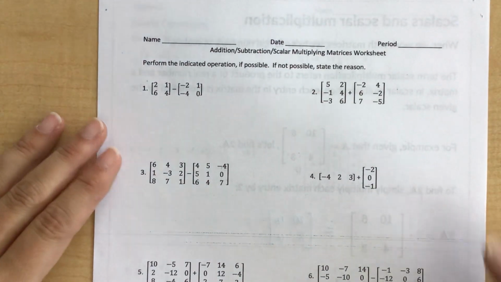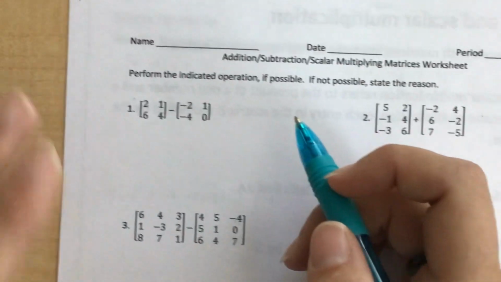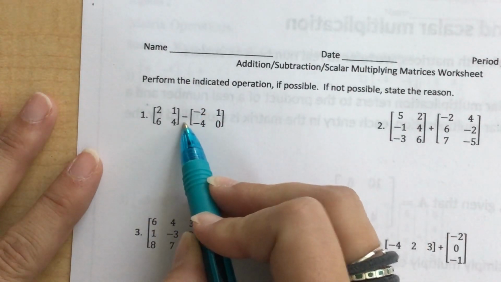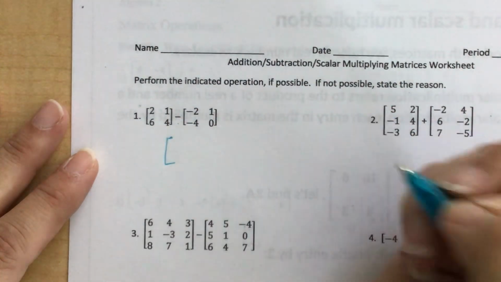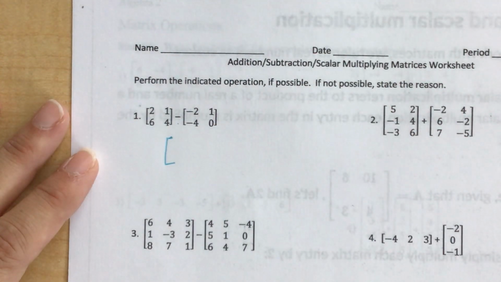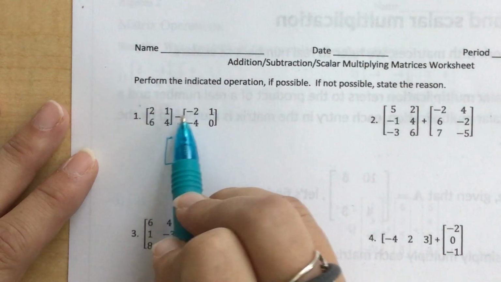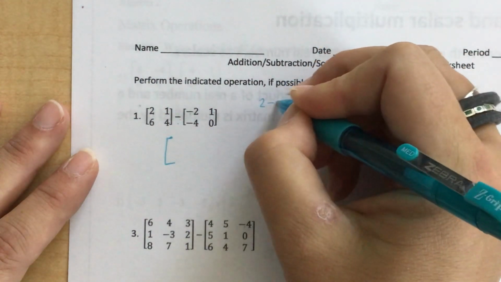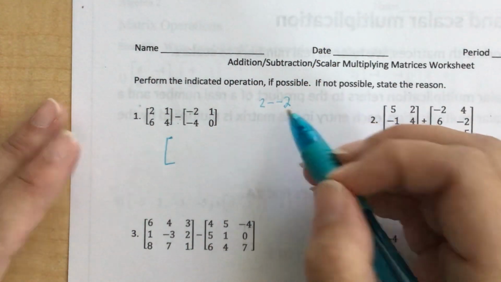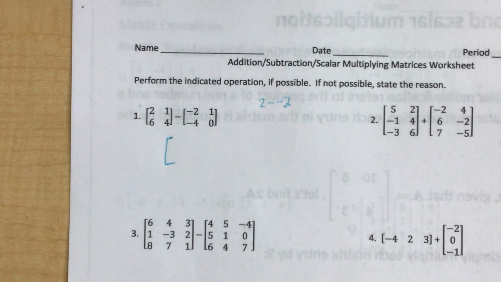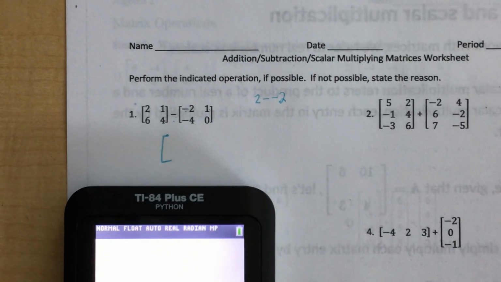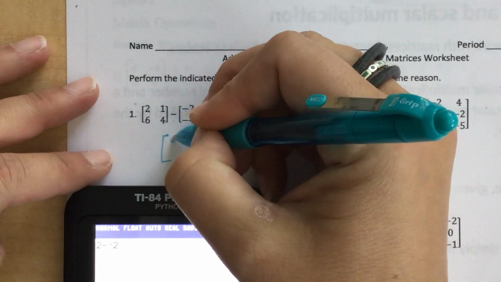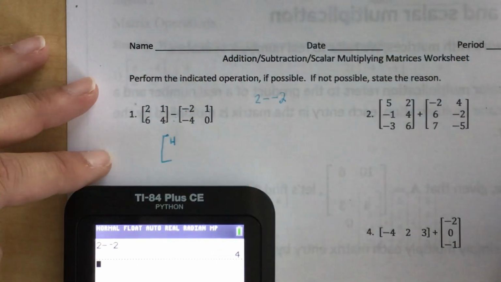All right, so again, for number 1, we see that we're subtracting, so I'm writing the answer matrix. It's going to look like this. I'm going to draw my brackets, and if you don't have brackets, it's going to be wrong. So we have 2 minus negative 2. If you want, you can write it off to the side to give you an idea. You also can grab your calculator and do it on your calculator as well, right? So I have 2 minus negative 2, so that gives me 4. So the first number in my answer matrix is going to be 4.